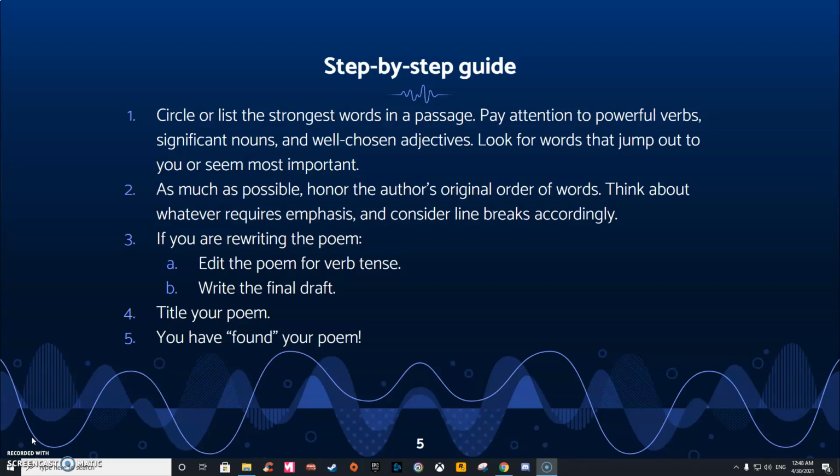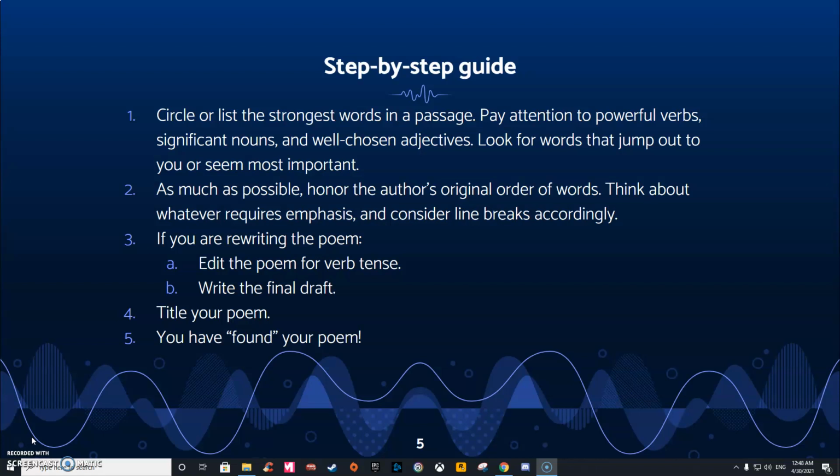With the next step, we want to, as much as possible, honor the author's original order of words. So, however the page reads, that's how we should set up our lines. And, when we consider our line breaks, it should match more or less the structure of the page. We'll look at a couple of examples of what I mean by that. We'll see one example is kind of hard to follow because it doesn't really honor the line breaks. But we'll look at another example that does a really good job of going down the page, line by line, making an interesting poem.